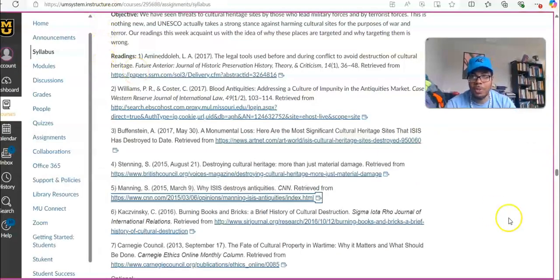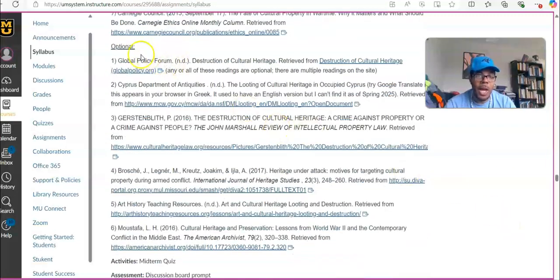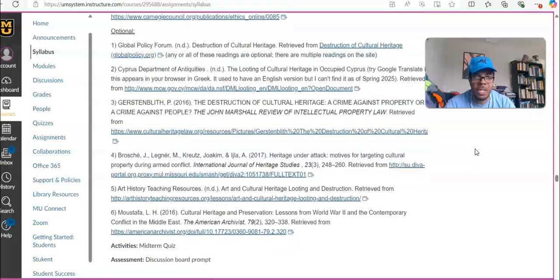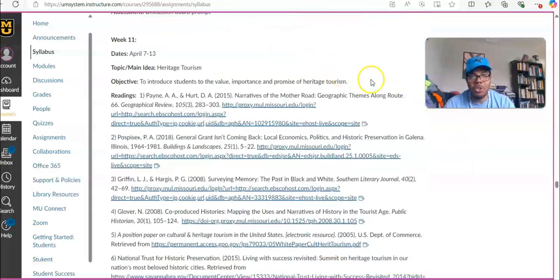The readings themselves are oftentimes very, very short and easy to get through. There are a lot of optional readings in this one as well. Please keep in mind that they are optional. But if you decide to do the final paper, that might be something that you are able to draw sources from. Week 11, heritage tourism.